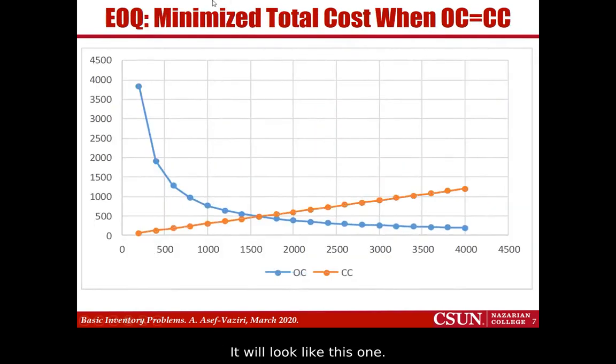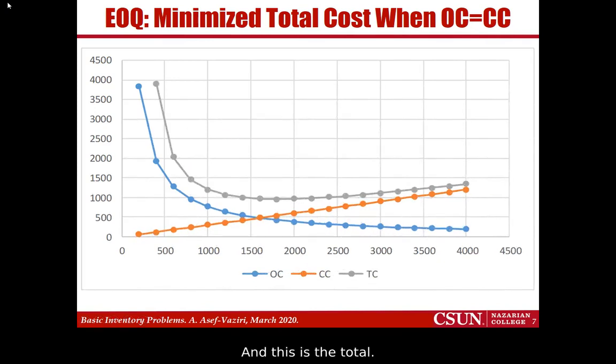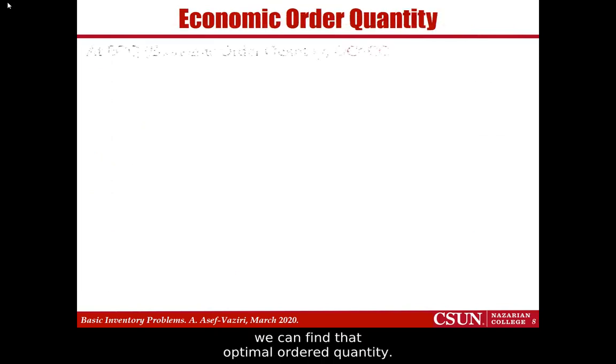It will look like this one. This is carrying cost. If order quantity goes up, carrying cost goes up. This is ordering cost. If order quantity goes up, ordering cost comes down. And this is the total. And the total happens when those two costs are equal. And by this knowledge that at optimal order quantity, carrying cost and ordering cost are equal to each other, we can find that optimal order quantity.